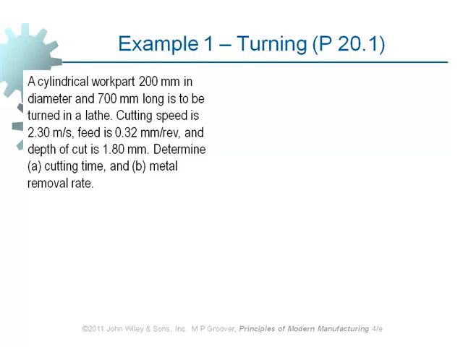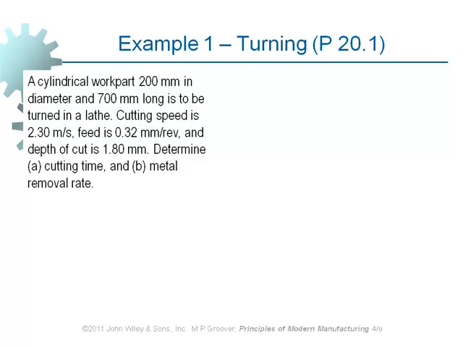If it is in meters per minute, we are fine. If it is in meters per second, we've got to make the conversion somewhere, maybe here, maybe later on. And feed is given, which is 0.32 millimeters per revolution. And depth of cut is also given, 1.8 millimeters. We are to compute cutting time and metal removal rate.